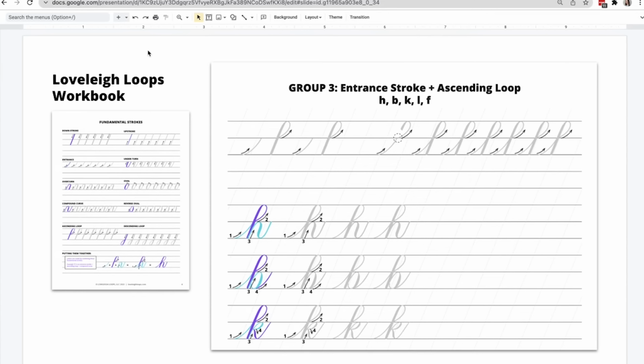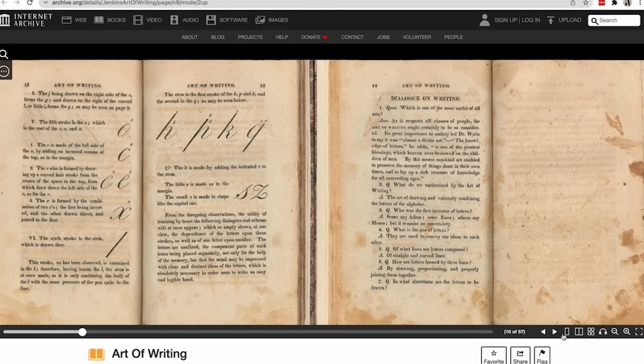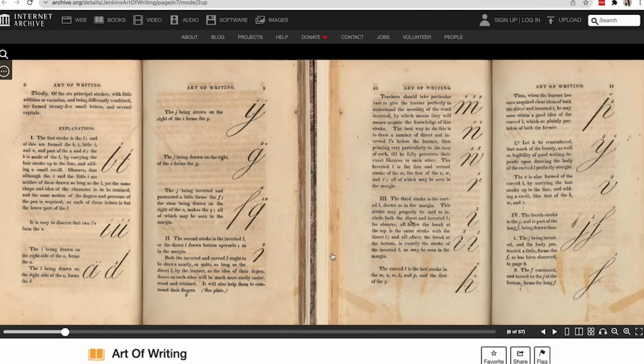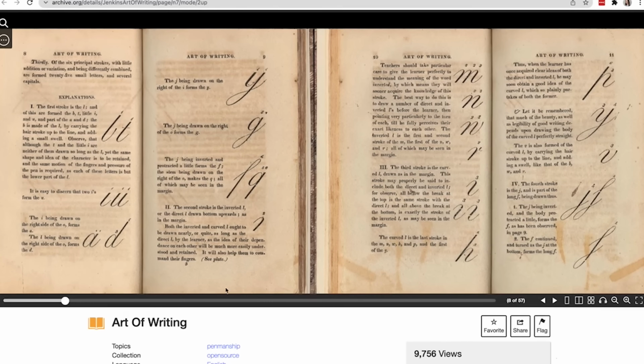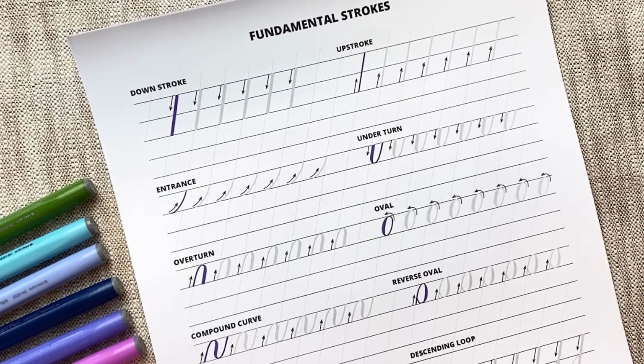So I hope this was interesting to you. If you like learning about the history of things, feel free to continue looking into some of these amazing resources. It's just so cool to go back and see. This is from 1813. That was a long time ago, and we're still using some of these lessons from these books today in learning modern calligraphy. So I hope that looking at those historical examples was inspiring for you.